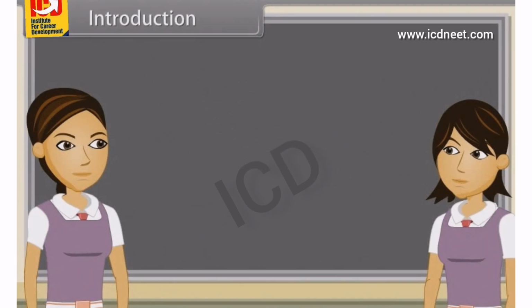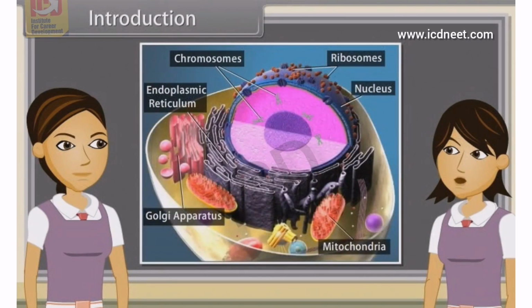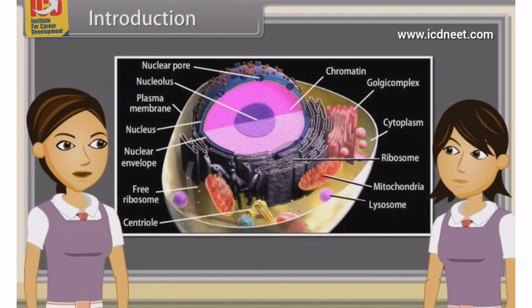Introduction. We have discussed structure of eukaryotic cells and structure and functions of cell membrane and cell wall already. Now we will discuss structure of endomembrane systems. We will also observe structure of endoplasmic reticulum, Golgi Apparatus, Lysosomes, Vacuoles, Mitochondria, plastids, and ribosomes.